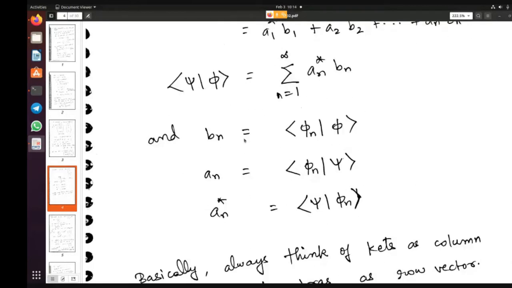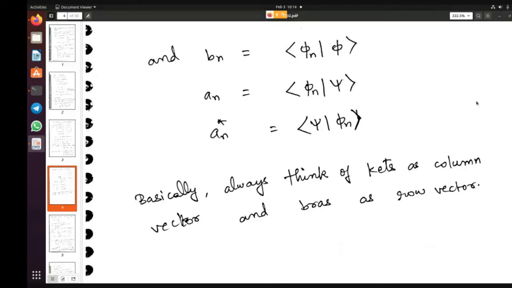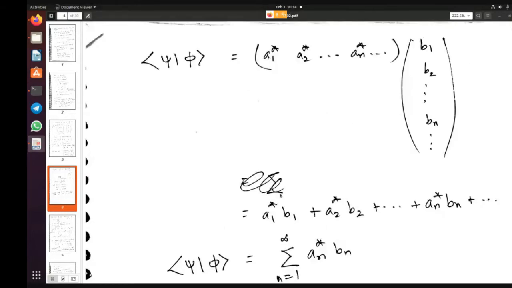All right. So Bn is nothing but the scalar product of phi n with phi. An is nothing but the scalar product of phi n with psi. And An star would be the opposite of that, the scalar product of psi with psi n. So you always have to think of kets as column vectors and bras as row vectors. I hope this is clear.